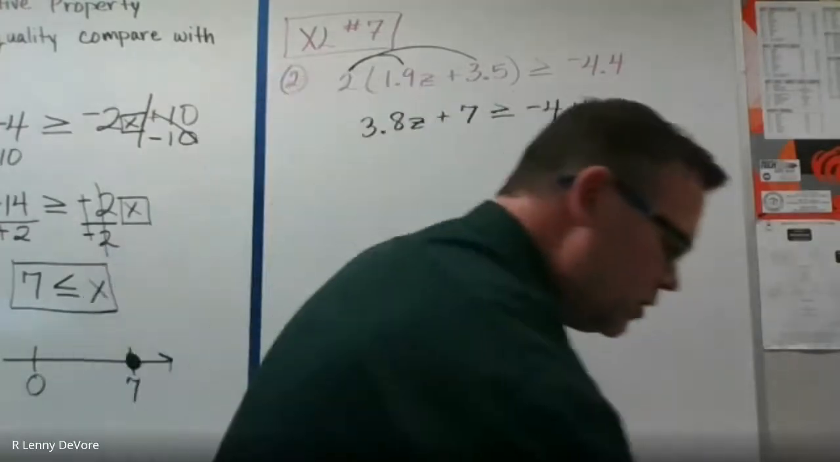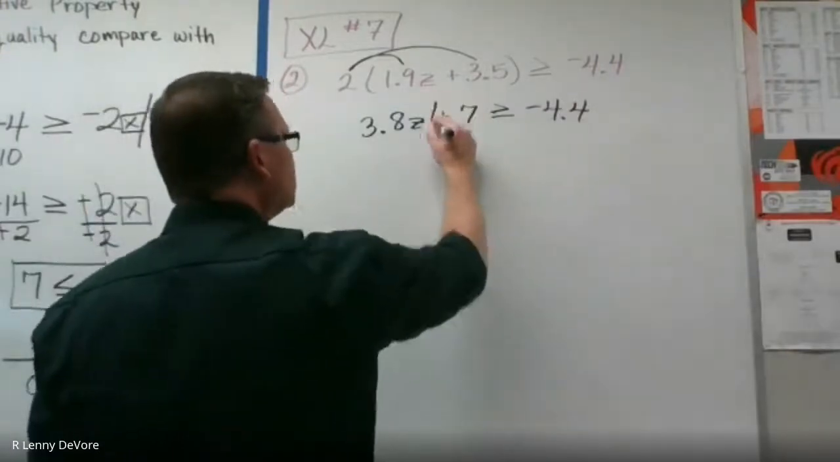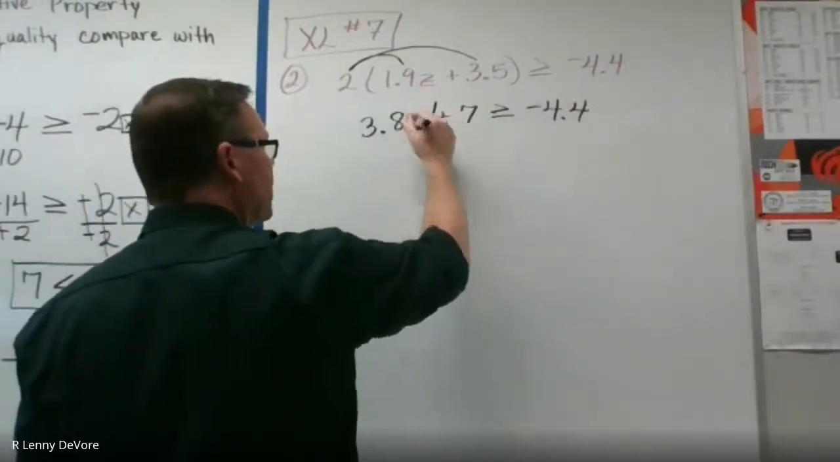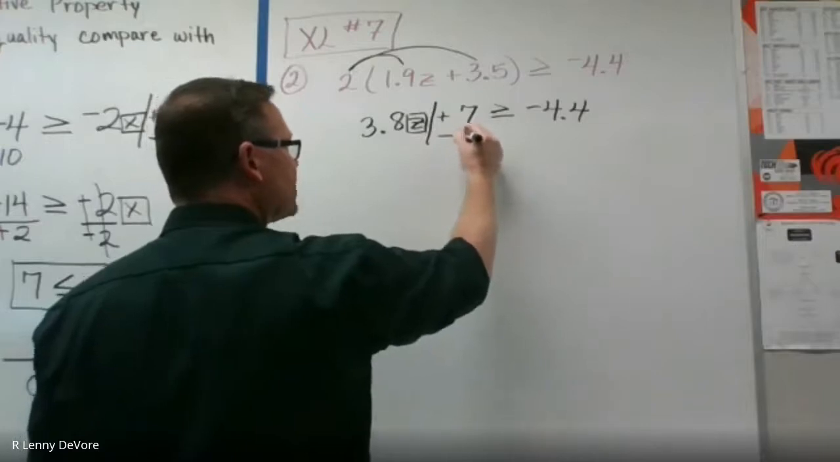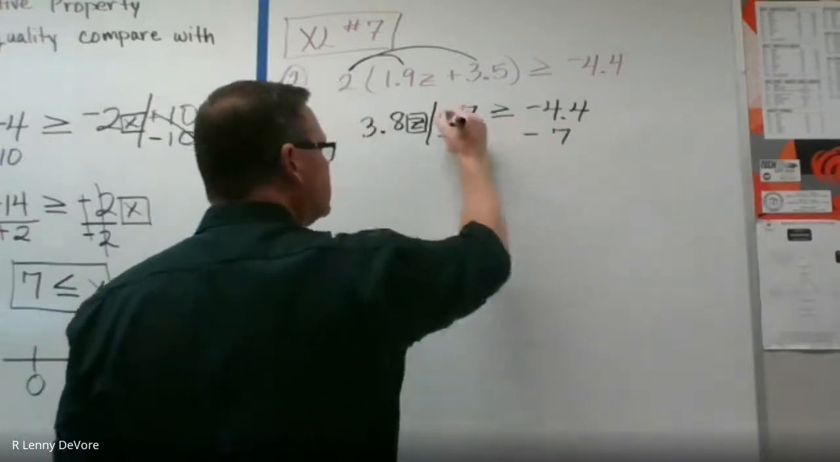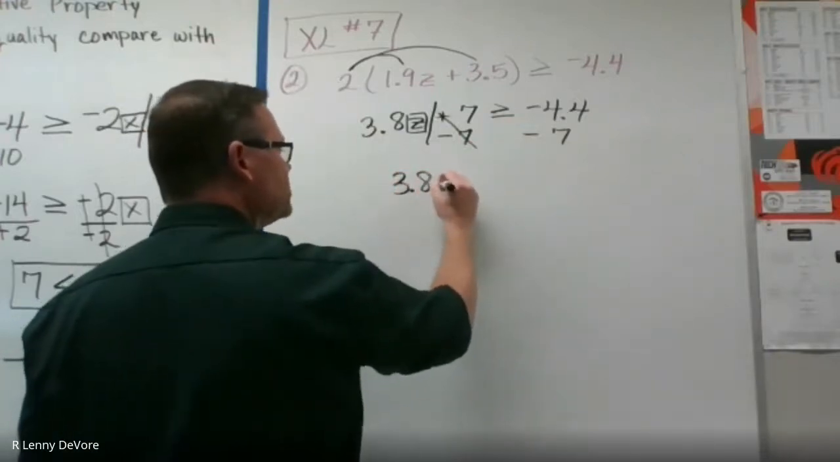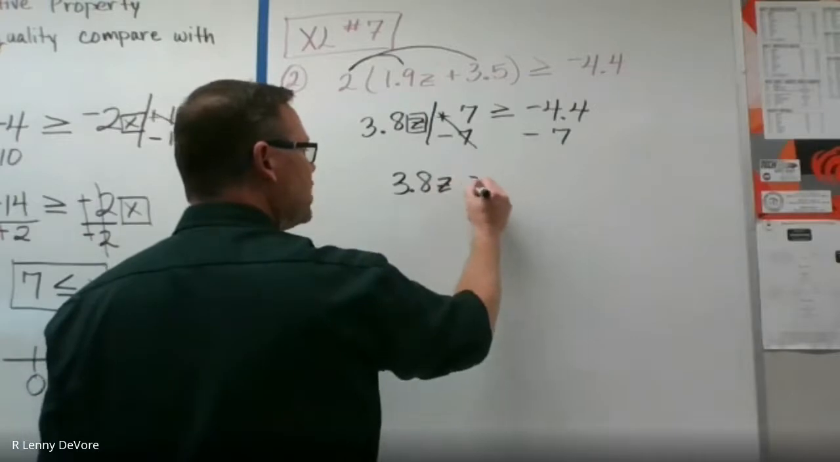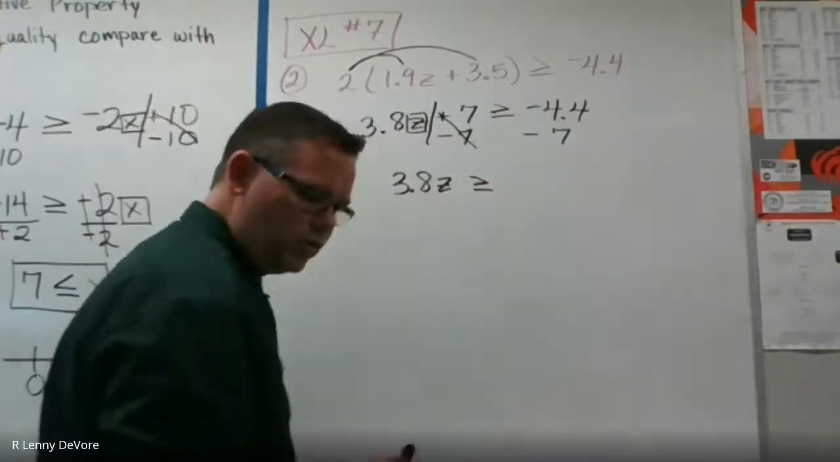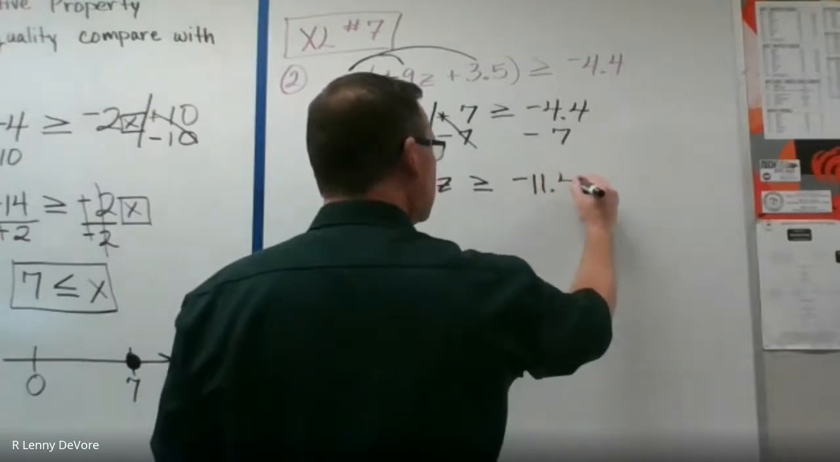Now, we need to go through and actually isolate the variable. We're going to get z by itself, right? That means I have to subtract 7. That means I'm subtracting 7 over here. This is gone. This leaves me with 3 8/10 z. This is greater than or equal to negative 11 4/10.